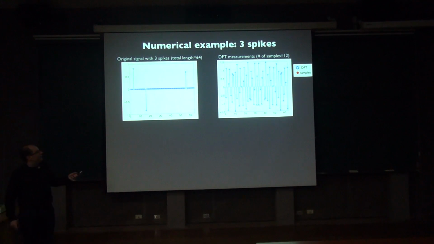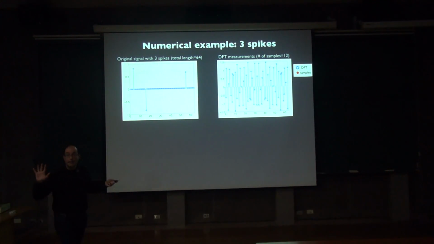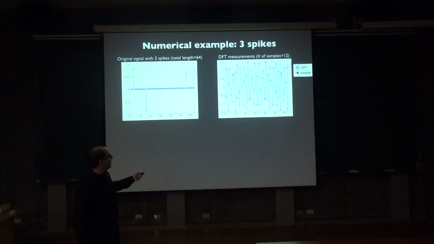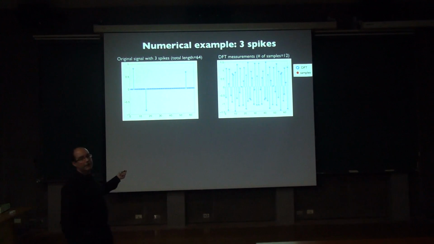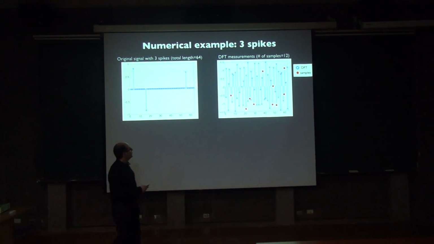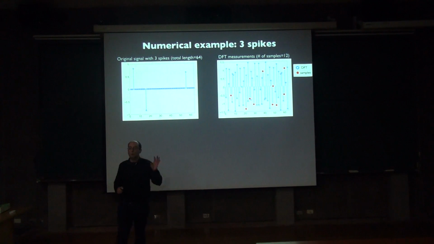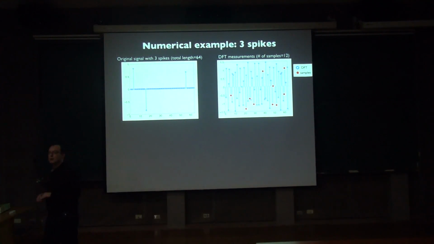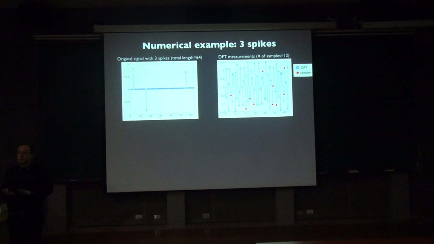Classical theory will tell you that you have to measure all 64 samples, and then indeed, if you measure all 64, then you can go perfectly back into this space. But what I'm going to do is take only 12, and I choose them at random. So here they are. The red dots correspond to 12 out of 64 measurements. The other ones, I throw them away. I do not measure them at all.